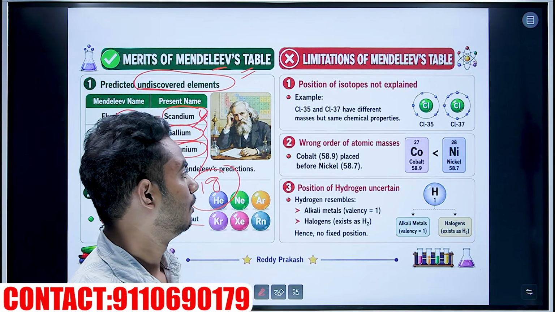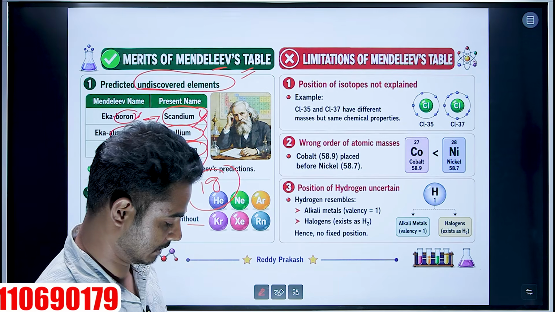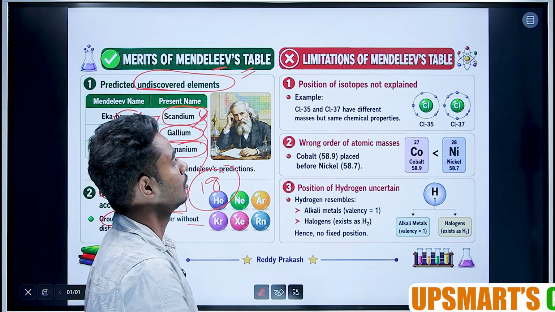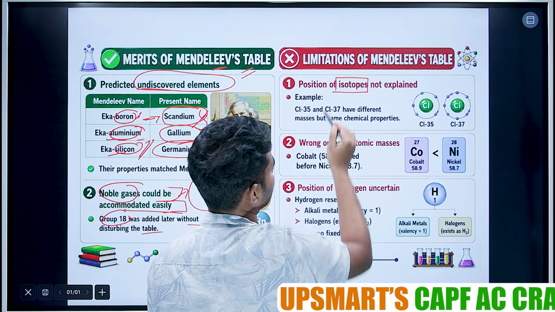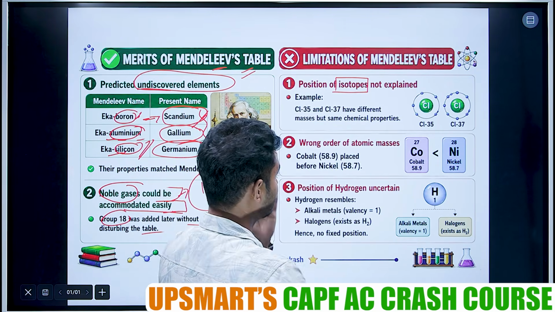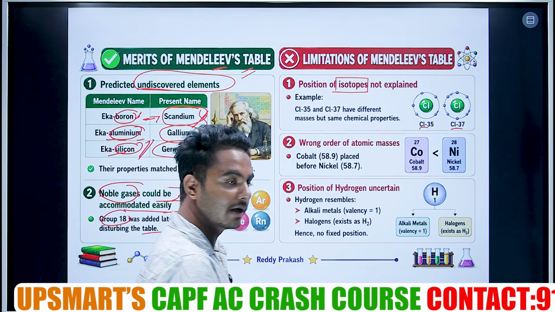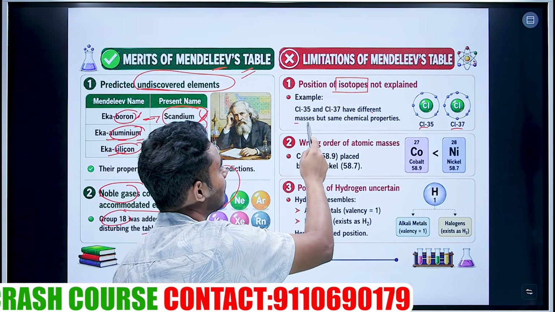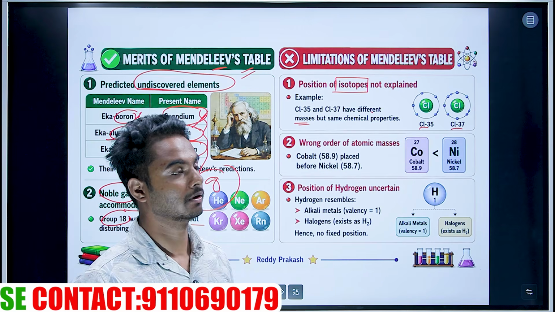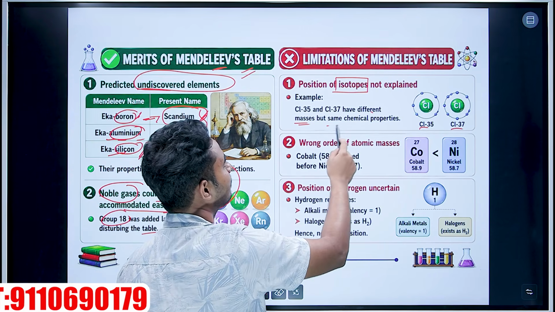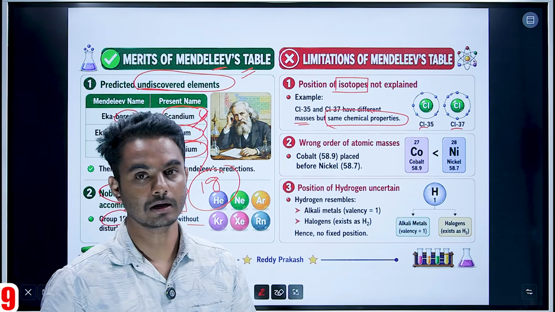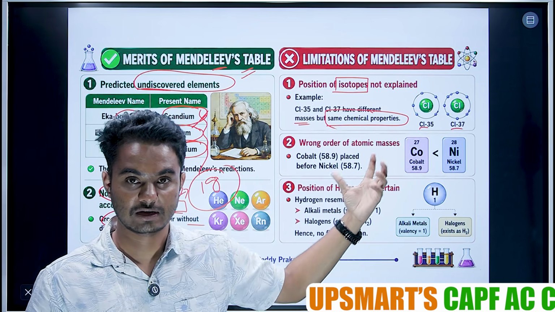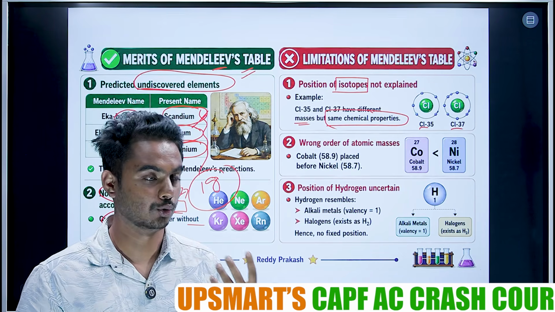Easy with this. But what were the disadvantages? What were the disadvantages that led to the formation of the modern periodic table? Position of isotopes was not explained. Isotopes. Chlorine 37, chlorine 35 are isotopes. Why was the position not explained? Example, 37 and 35 have different masses. Mass is different. Atomic number is same. But same chemical properties. Position of many kinds of isotopes like this was not included.